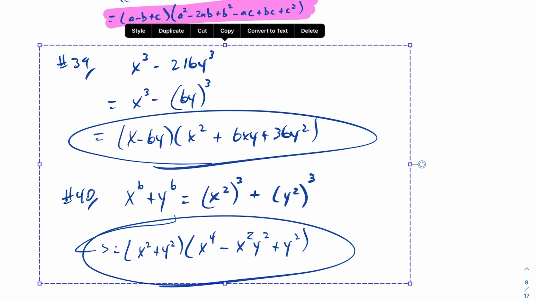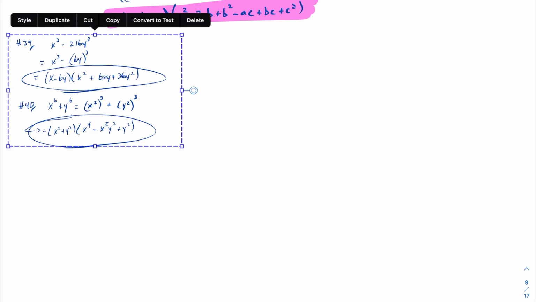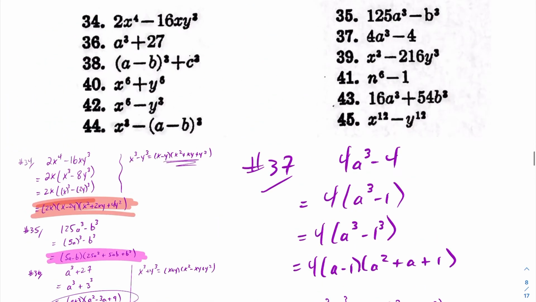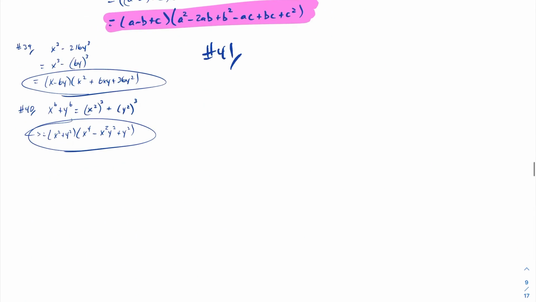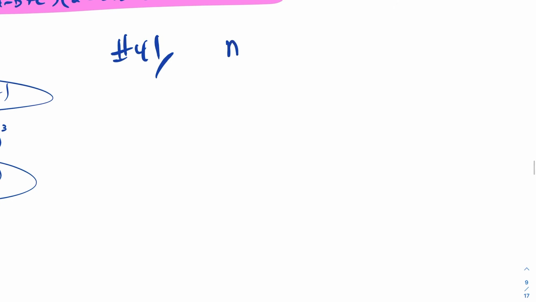Okay, there's 39 and 40. Let's take a look here. We're moving on to 41. So number 41 is n to the 6 minus 1.